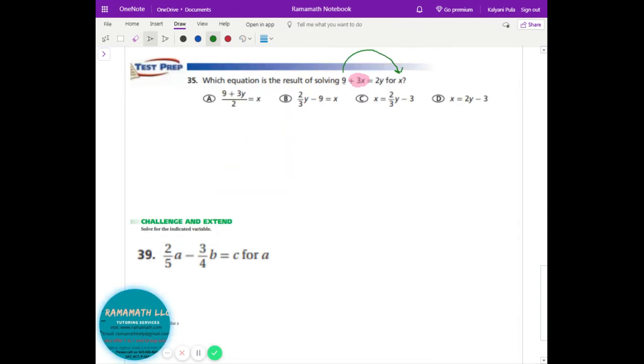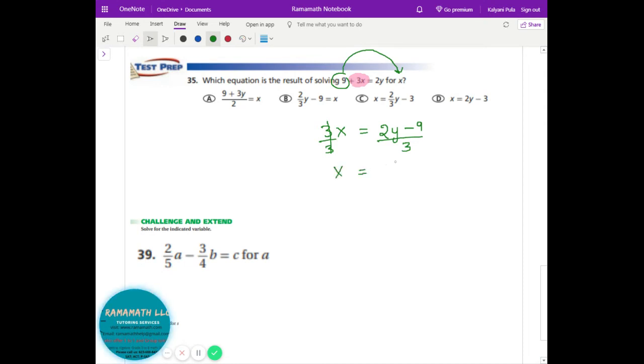Minus 9, because it's positive 9, it has to be negative 9. So I'm going to write it down. 3x equals 2y minus 9. Does that make sense? First step, because this is positive 9, I take it to the other side and it becomes negative 9. That's good. Now I need to divide by 3. Divide by 3 here, and divide by 3 here.